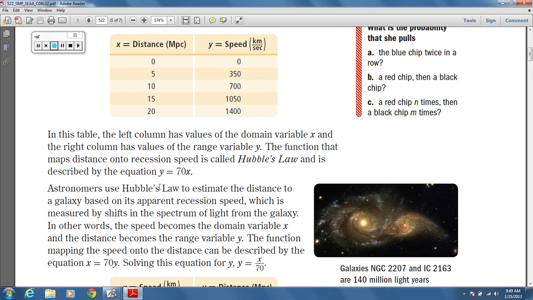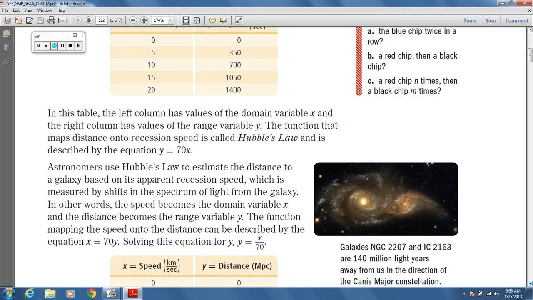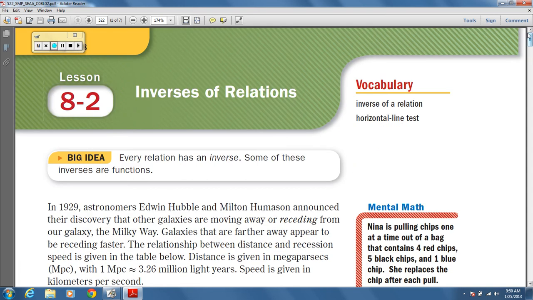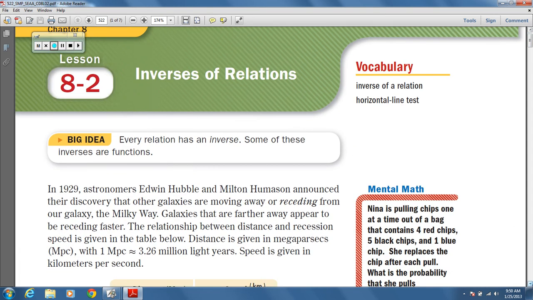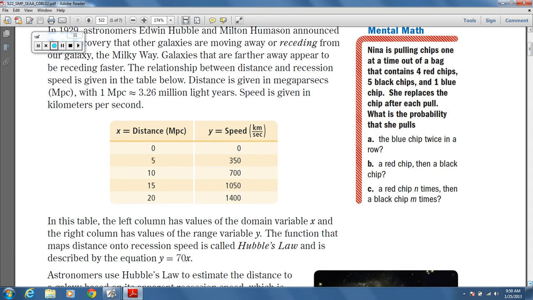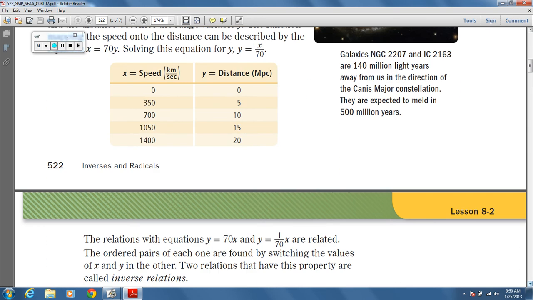How they're related is they took the x and the y and switched them, and then we always get y by itself, so they have y equals x over 70. These are called inverses of each other. Here's the new table, and if you notice 0, 350, 700, they just switched the tables, but that is modeled by the equation they gave you.